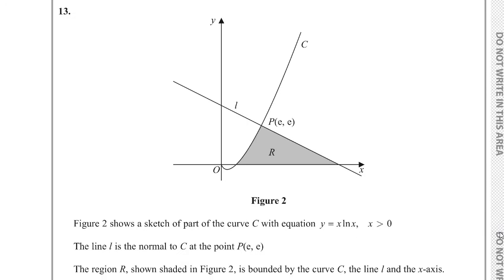Next one, 13. We're being given the graph of a curve C with equation y = x ln x, and we've got the line L passing through the point P with coordinates (e, e), and it's a normal at that point. We need to show that the exact area of R is Ae squared plus B, with A and B being rational numbers to be found. So I think it's worth finding the equation of L first of all.